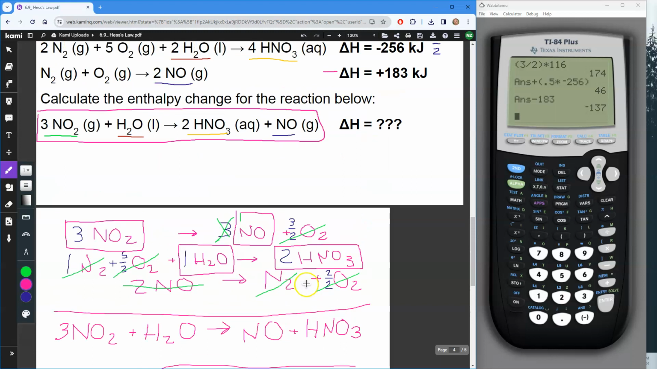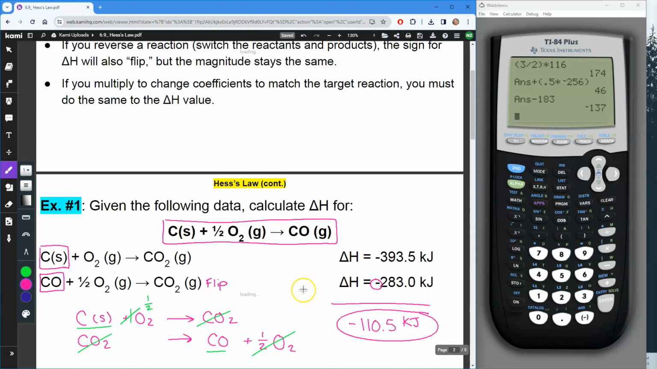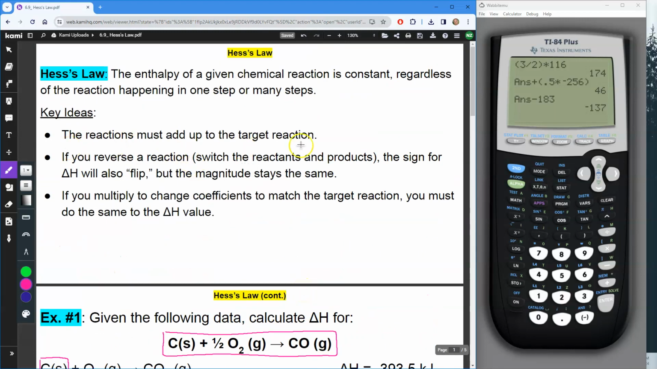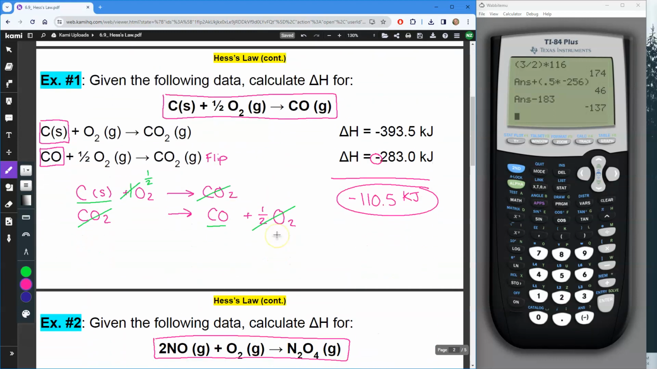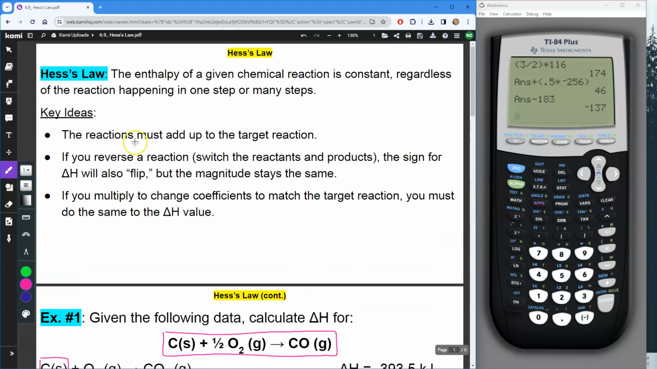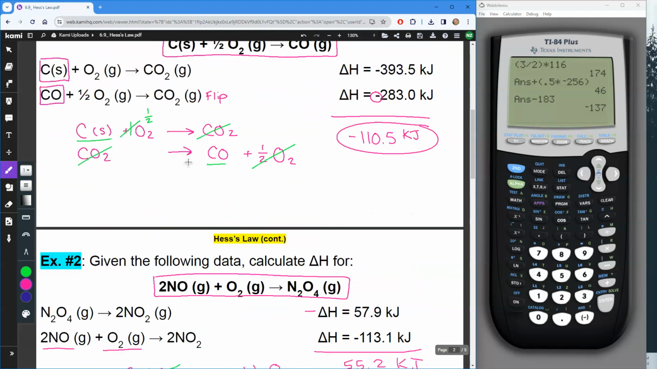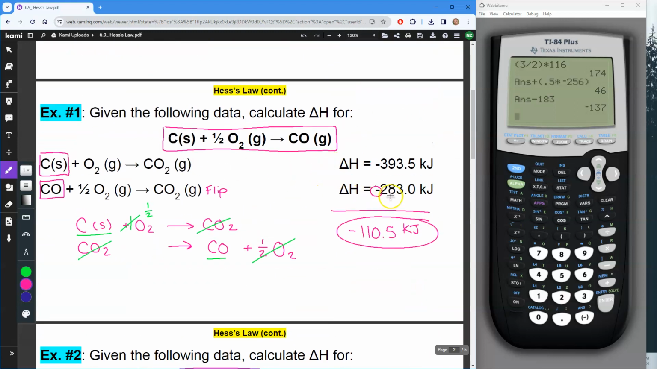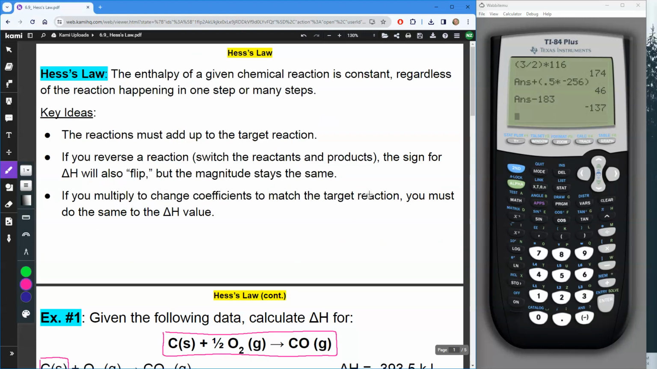Okay, so like I said, that last problem was a little bit more involved. The first 2 problems were just kind of to warm you up, but just remember the rules. You want to make sure the reactions add up to the target reaction. So every single time we took the steps, flipped them, multiplied them, and we wanted them to add up to the target reaction. Anything that exists on both sides, we can cancel out. If you reverse a reaction, you switch the sign, but we keep the number the same. So for example, in the first one, we flipped this reaction, so we flipped the sign, but we didn't change the number. It was still 283.